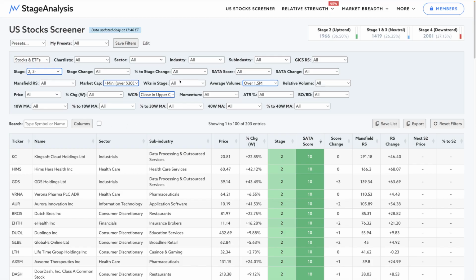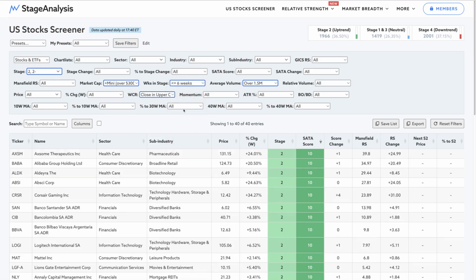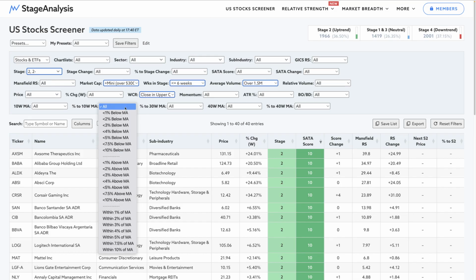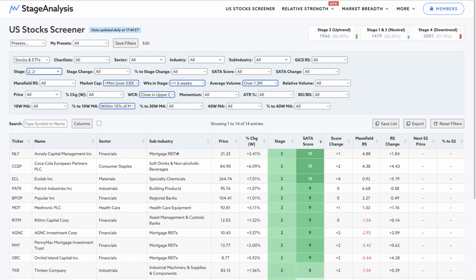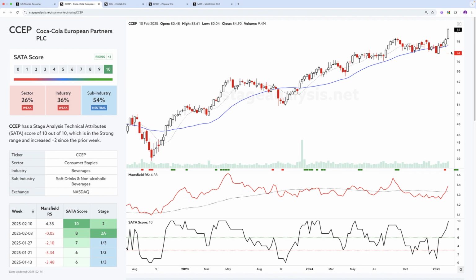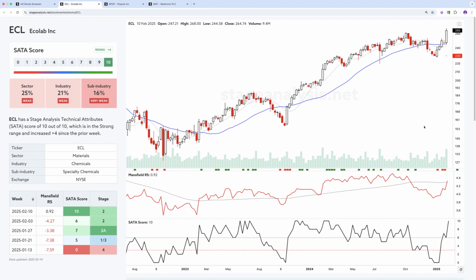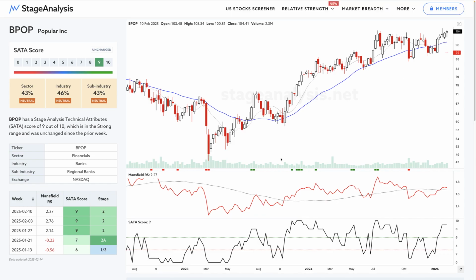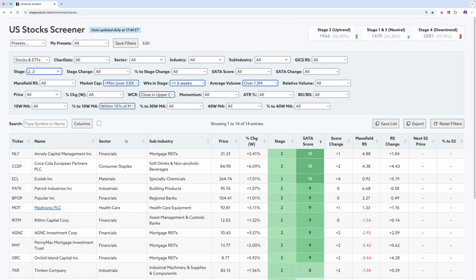So relative, and then we want it to be weeks in stage, so less than 6 weeks. So we've got 40 stocks in the early part of stage 2 at the moment. So what we can do with this is we want them to be within 10% of the moving average. So have a click on a couple of these. You can see it's within NLY here. You can see they're close, still relatively close to the 10-week moving average. So that's another way that you can use the filter.